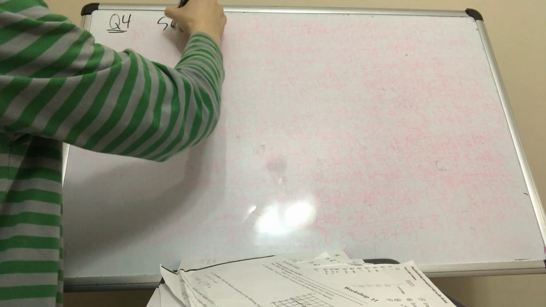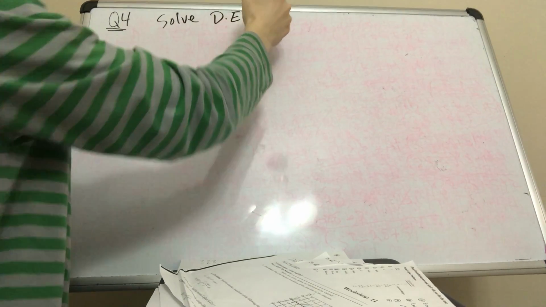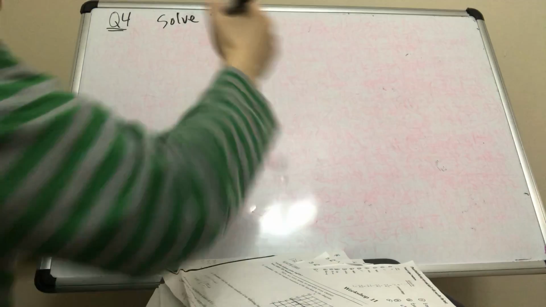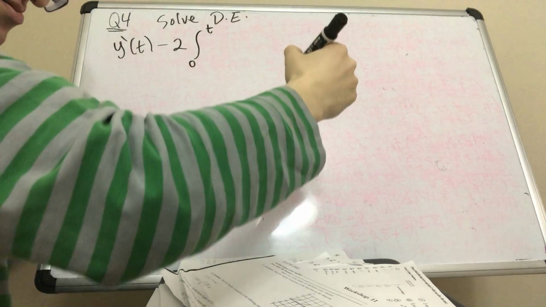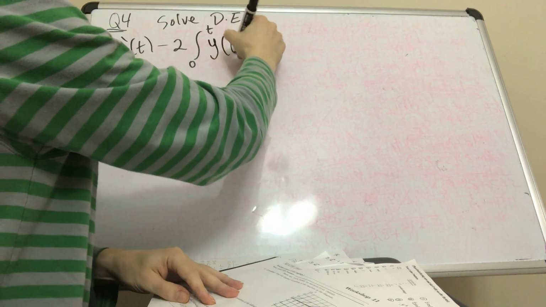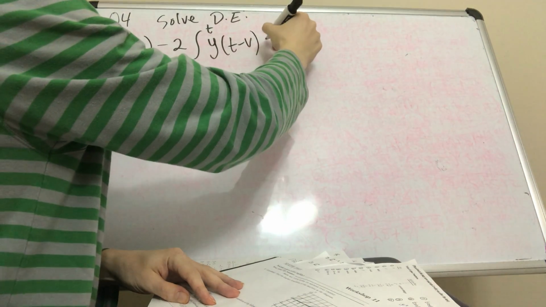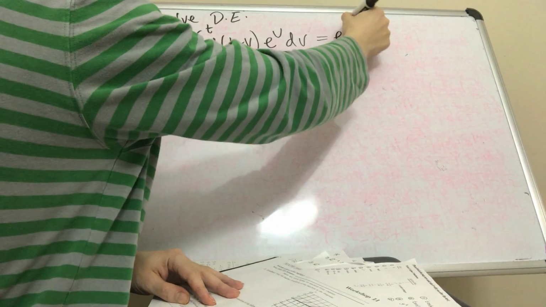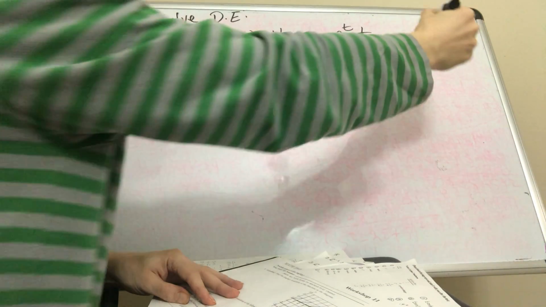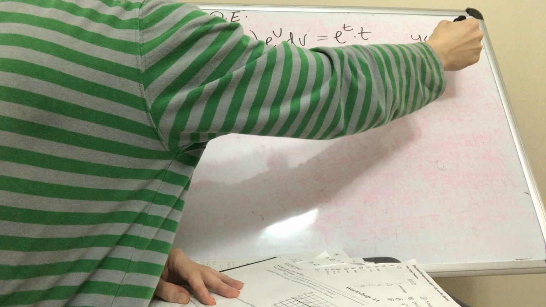Question 4. Solve the differential equation y prime of t minus 2 times the integral from 0 to t of y of t minus v times e to the v dv equals e to the t, and y at 0 is 1.